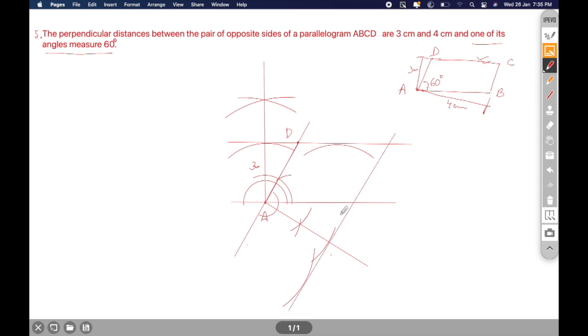So you can now see that we get the point B here and we get the point C here. Thus ABCD is the required parallelogram. So this gap is 4 centimeter here.